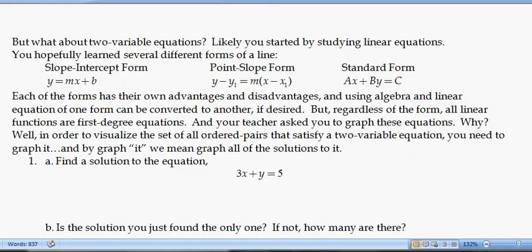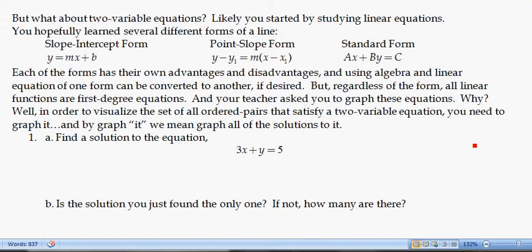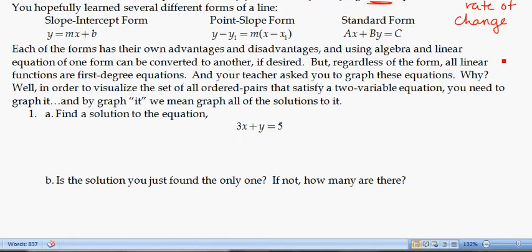But what about when we had 2 variables, x's and y's? Well, probably the first type of 2 variable equations you studied were lines, right? Linear functions. We talked a little bit about that last unit, how lines have a constant rate of change, right? We compared those to the exponential functions that we studied in the last unit, which were a constant percentage rate of change, right? But now we're talking about linear again.